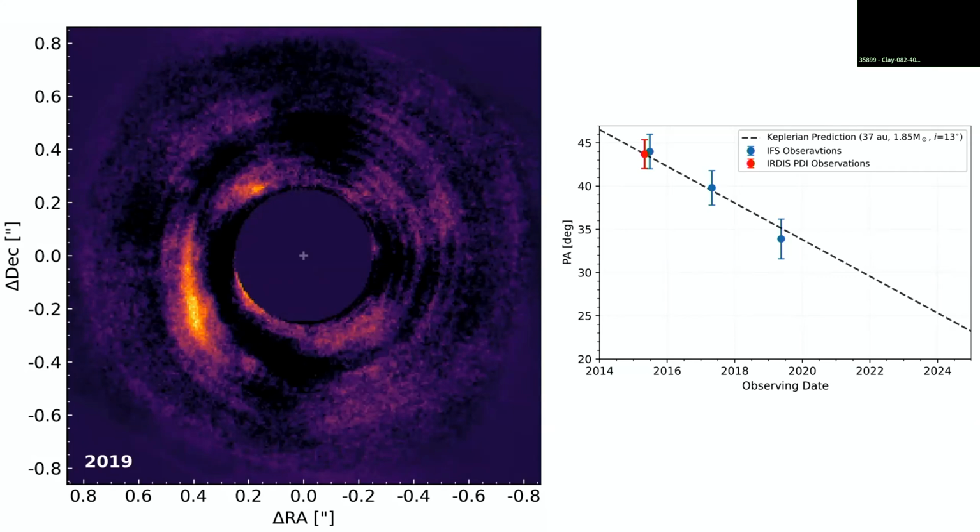So from here, we've actually submitted a paper claiming the confirmation of HD 169142b, which raises our number of detected exoplanets to 3, which is very, very nice.